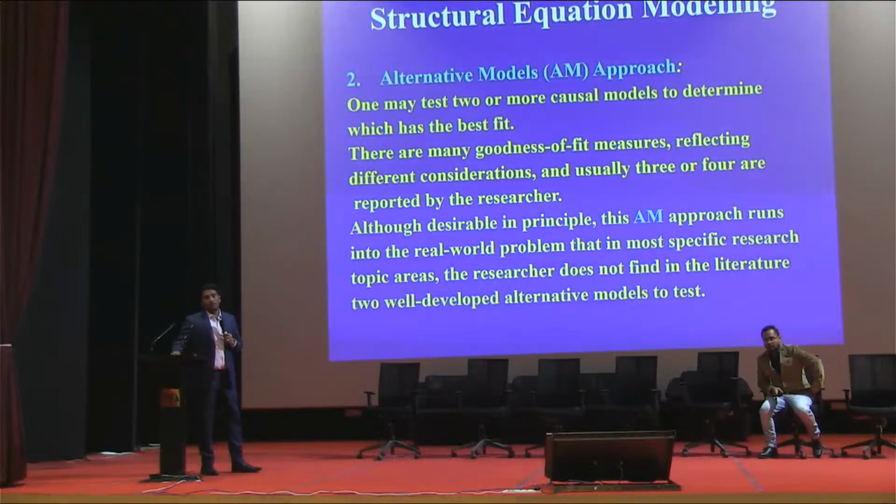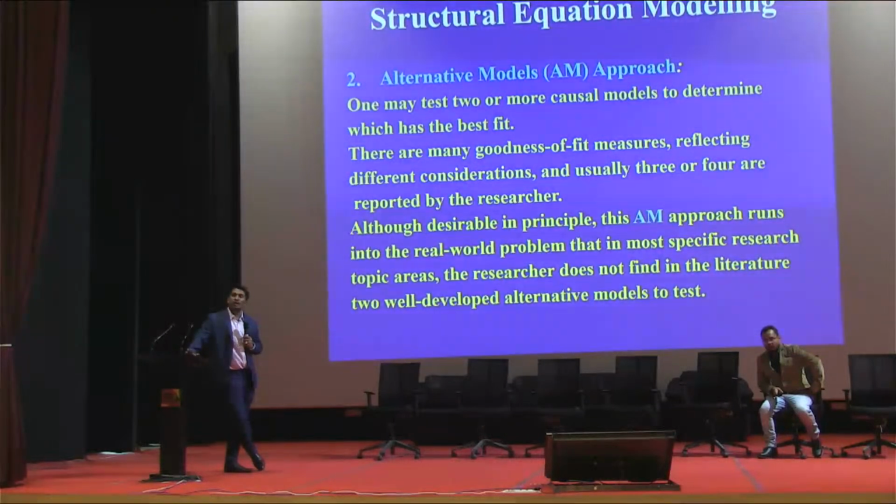The next approach is the alternating models approach, where we specify multiple different alternative models and try to find out whether the data gives us a better fit in one of those alternate models. So we are trying to find out which specified model has the best fit with the data.